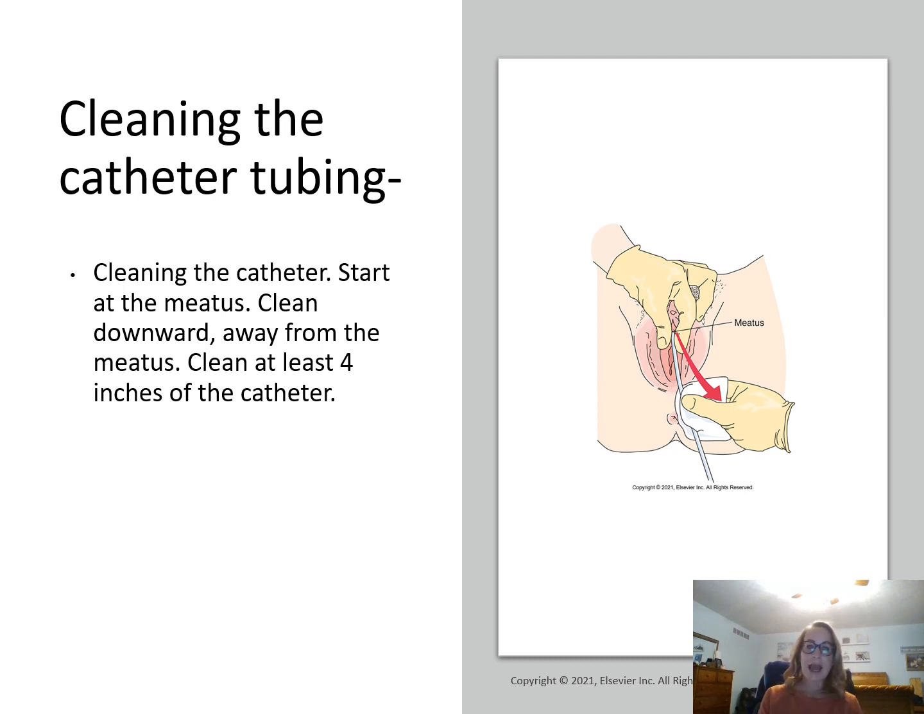We're going to be cleaning the catheter. So you see here is the meatus, right? What we want to do is clean downward. Remember, we're never going to clean upward because that could cause infection. So we're going to clean from this meatus downward with one swipe, for at least 4 inches down the catheter, okay? Each time, if we had to do more, we would use another section of the cloth or a new cloth, okay? So again, from the meatus down 4 inches.